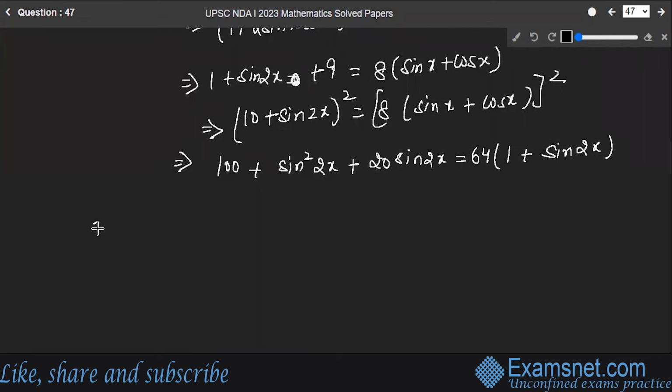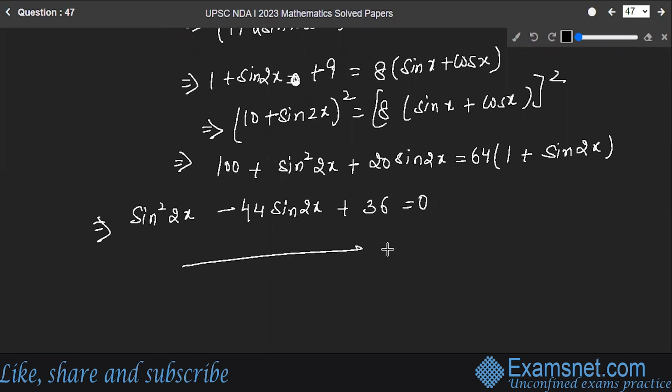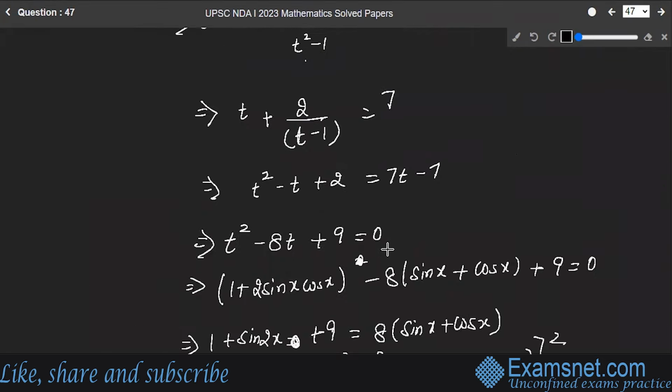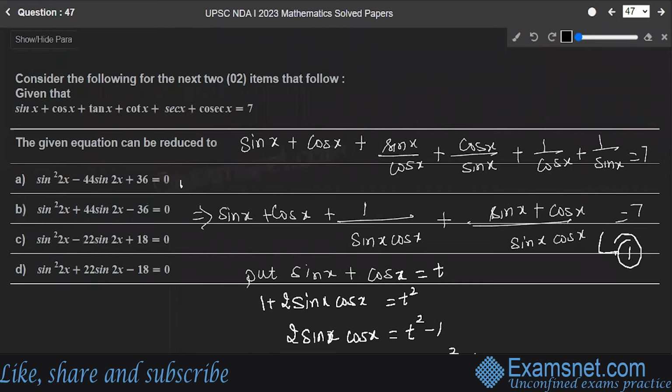So sine square 2x, 64 will be taken on the left hand side. So you will have minus 44 sine 2x plus 100 minus 64 will give you 36. This is equal to 0. So this is the required equation. Let's check with the options. Sine square 2x minus 44 sine 2x plus 36 is option A. So this is the correct answer to our problem.